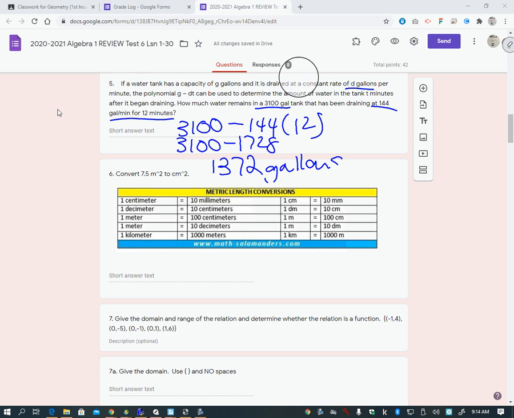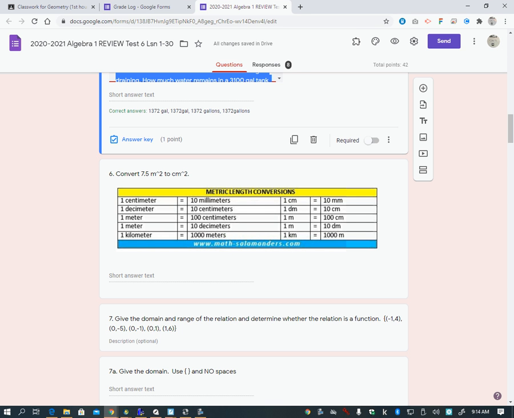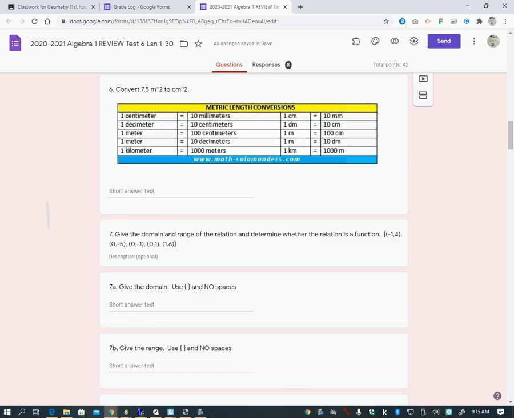We need to be specific. Let's double check. Gallons is our answer. So is 1372 without a label acceptable? No. Much better for me to be hard on you right now than you to find out on test day. Convert 7.5 meters squared to centimeters squared.